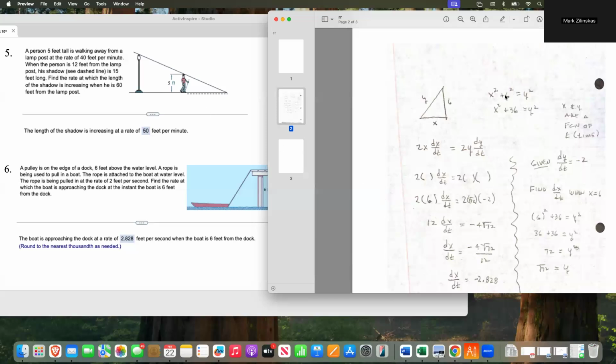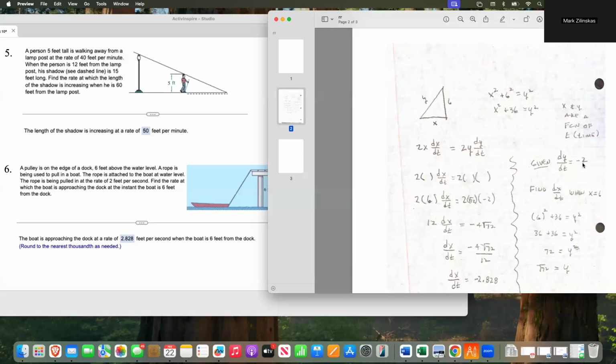You're going to get an equation. Sometimes you have to do a little work up here to get that equation. You're going to use implicit differentiation to differentiate it, and you're going to be asked to find one of these rates, and they'll give you the rest of the information either directly or indirectly.